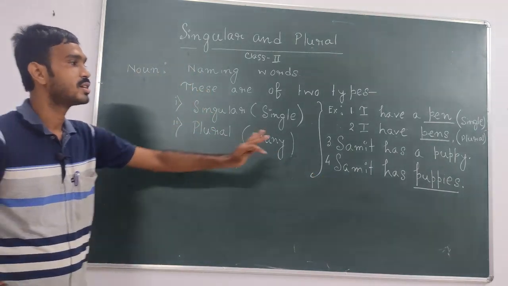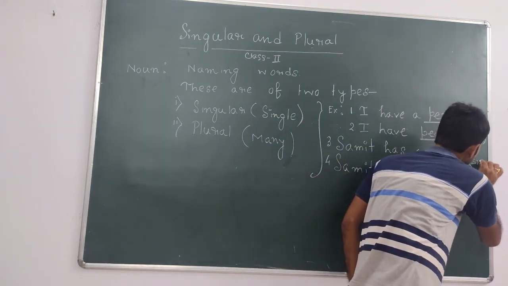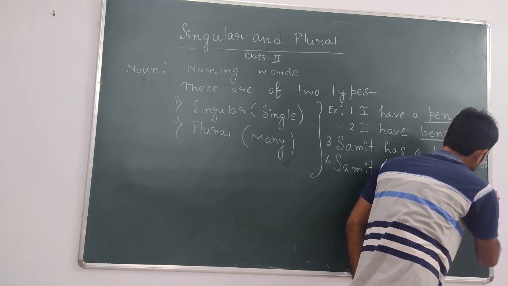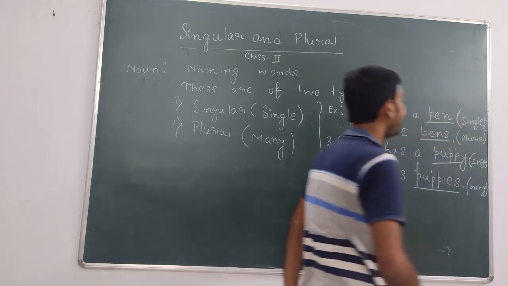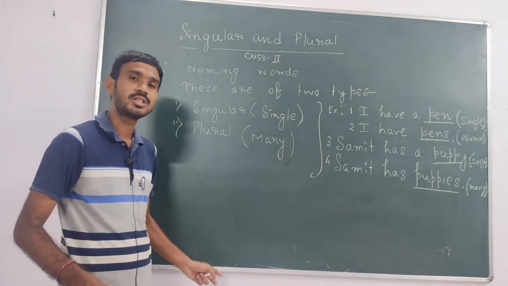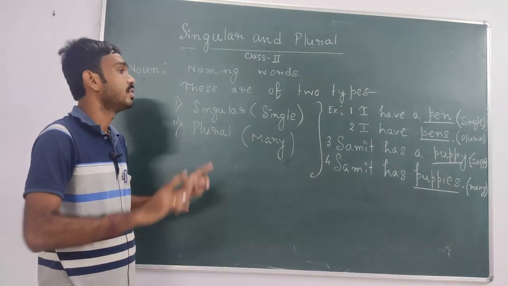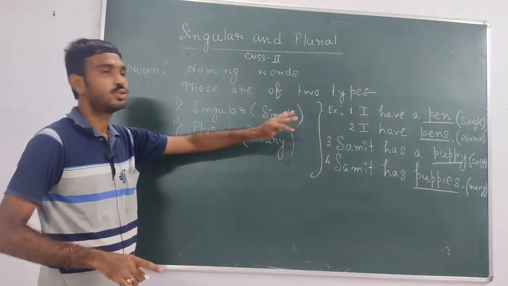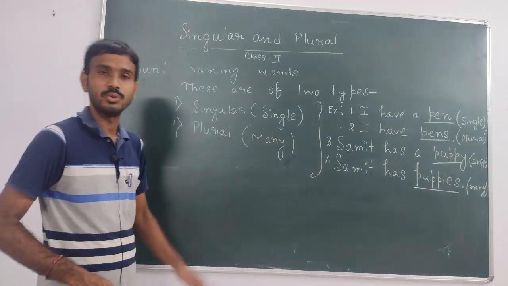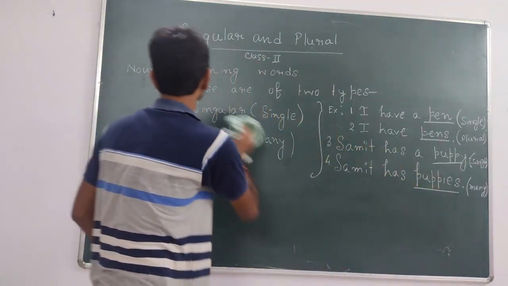So in the first case, puppy stands for a single thing, and in the following sentence, Shamit has puppies, it suggests many. That is, the concept of plurality or multiple comes in this context. So in these four examples, 2 stand for a single thing, that is singular, and the following 2 are for plurals. So it suggests multiple.